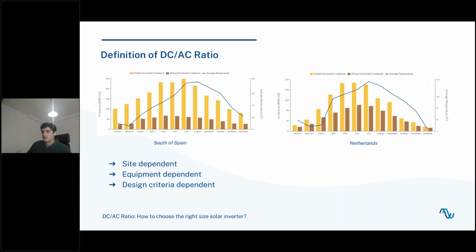And finally, I wanted to also include the dependency on the design criteria that the person in charge of the design has decided to use. Here I wanted to mention, for example, that it's very dependent on the distances that we are leaving between the structures, the GCR that we are using, as this will imply more or less shades. Depending on the shades, we may have one desired DC-AC ratio or another, and it's very important to consider this design criteria when defining the optimal DC-AC ratio for one specific project.